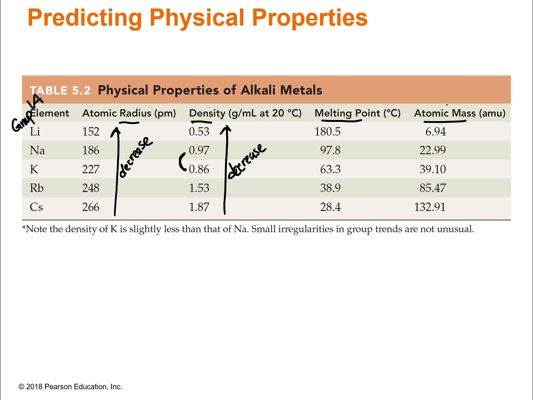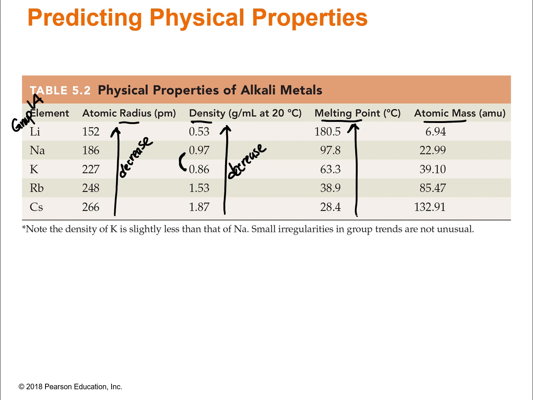So as you go from the bottom to the top, you see a decrease in the density. And this is just for group 1A. Doesn't mean that the density is always going to decrease as you go from the bottom of the group to the top. Same thing for the melting point. This trend doesn't have to hold true for every group. This is just group 1A.